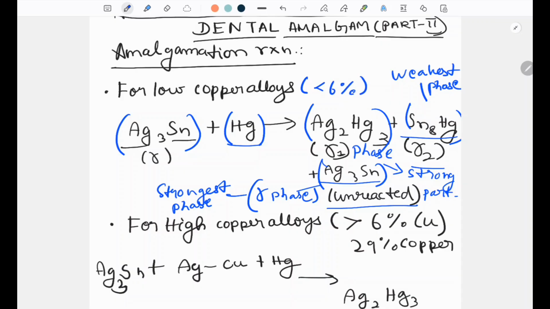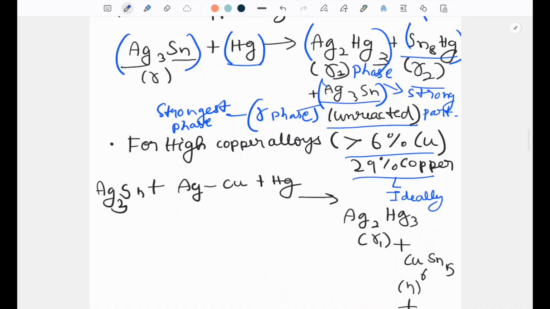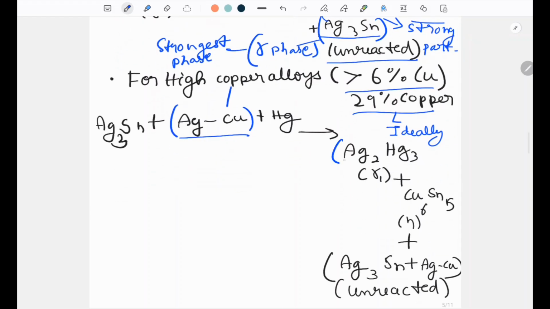For high copper alloys, greater than 6%, that is 29% copper ideally, when silver tin reacts with silver copper and mercury, why here we have given copper is it's a high copper alloy. So what happens is, again silver mercury, that is gamma 1 phase, is formed, and then copper tin, that is eta phase, which majorly replaces the gamma 2 phase, which is the weakest phase.